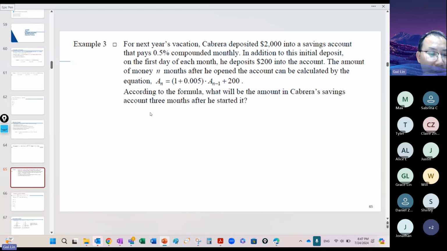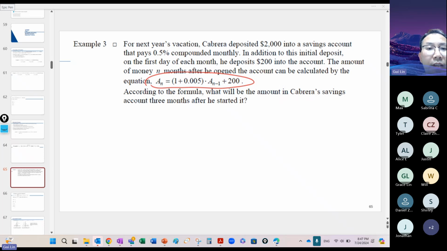Thank you. All right, so you can see this part here. It's a little bit different, right? Just like earlier we said saved $100 at 5%, it's not changing the base. So right now it's a little bit different. Every month, the person, Cabrera, adds an additional 200 into there. So the formula changes with these kinds of conditions.